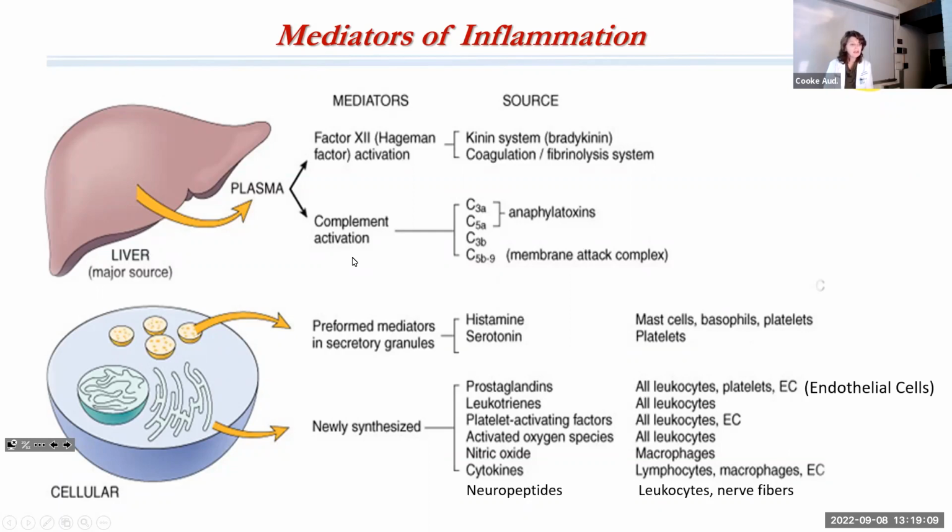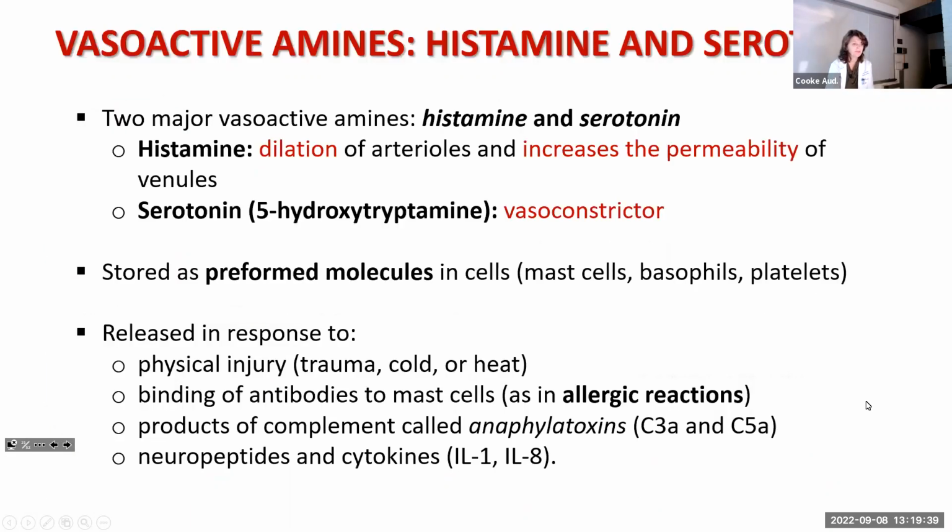The cellular-derived mediators can exist either preformed in secretory granules, or they can be newly synthesized. Here you have examples of the most important ones, and keep in mind that they are produced mainly by macrophages, dendritic cells, and mast cells, but all leukocytes, neutrophils mainly, platelets, endothelial cells, and most epithelial cells can be induced to produce these mediators.